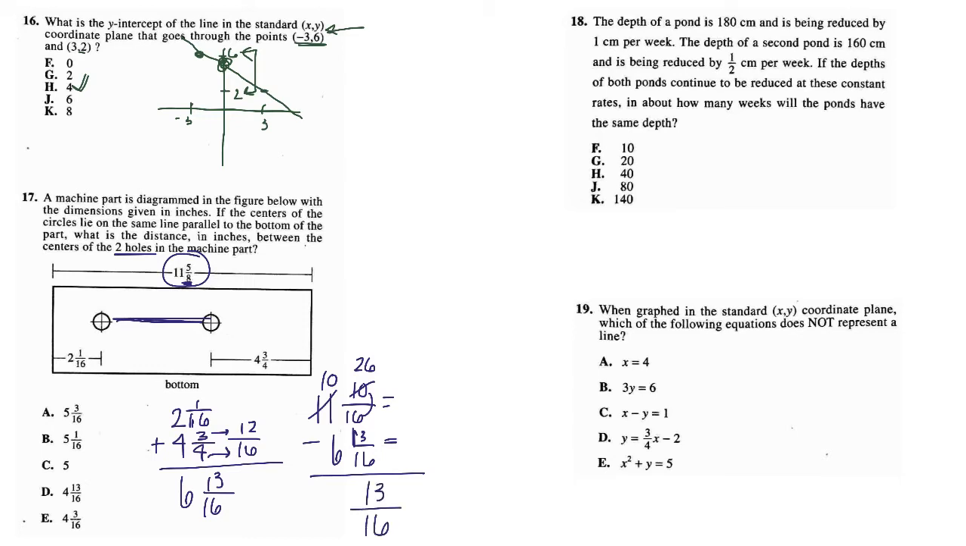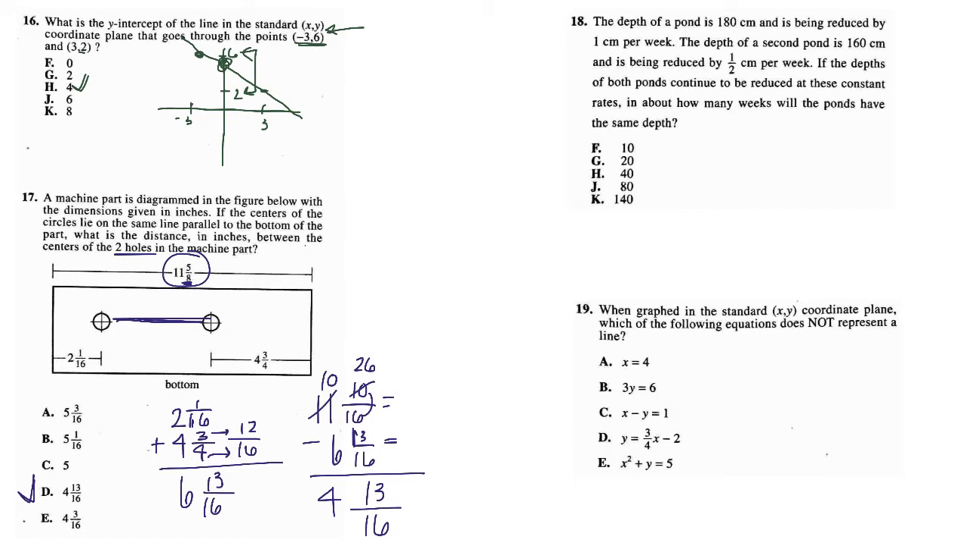And even if you didn't want to finish the problem, notice 13 over 16 when I do the subtraction. So it's got to be answer choice D. And if we did finish, you would see we would get 4 and 13/16. Okay, moving on to the next problem.